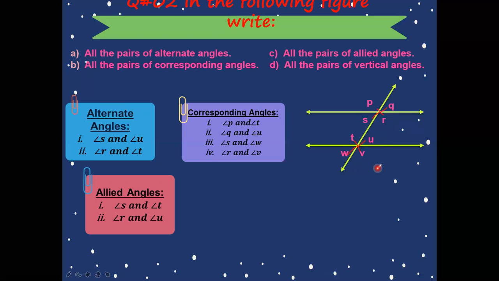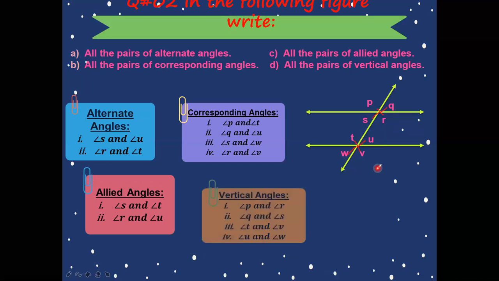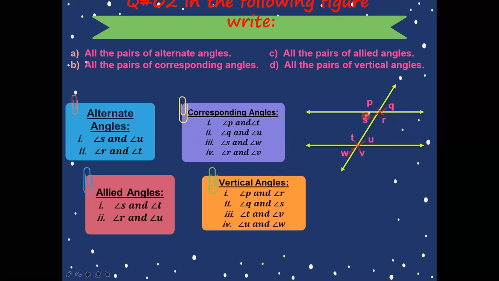So in addition, what you have to write? You have to write vertical angles as well. Similarly, you will write it down this way: angle P and R and angle Q and S are vertical pairs of angles, and angle T and V and angle U and W are also vertical angles, or you can say pairs of vertical angles.